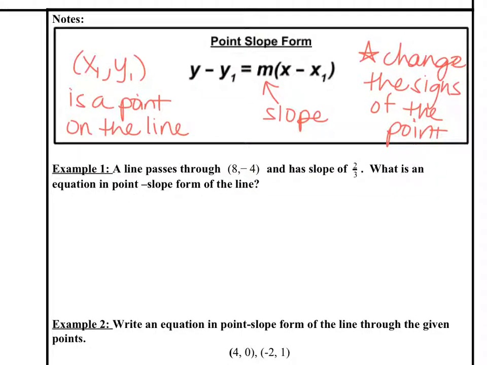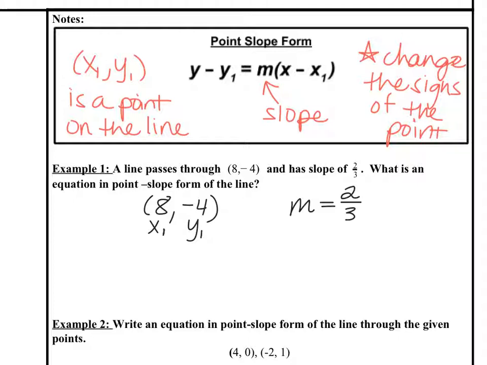Let's write down what we know. We know that we have a point, (8, -4). I want you to label this, this is your X1, Y1. Write it down, label it. That's a point on the line, because the line passes through it. Your slope, it says it. What's our slope? 2/3. So M is 2/3. These are the two pieces of information that you need. You need a point, you need a slope.